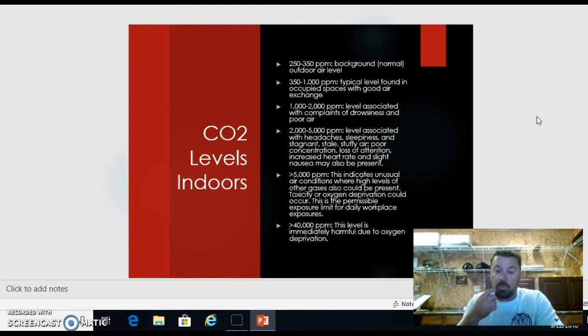Another issue I'd like to talk about is CO2 levels indoors. It's an ongoing study. It's not something that's written in stone yet, but there's been a lot of talk about indoor exposure to CO2 levels and the damages it causes. From 250 to 300 parts per million is pretty normal. It's outdoor air level. There's CO2 everywhere.